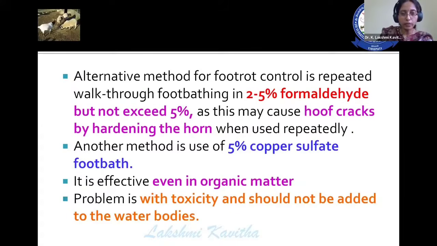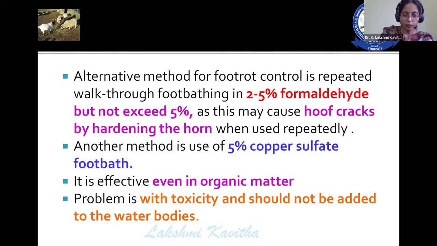Alternative foot bath is 2 to 5% formaldehyde, but do not exceed 5% because above 5% it leads to damage to the hoof, cracks or hardening of the hoof takes place. Another thing is that formaldehyde is generally not effective in organic compounds. So if the solution gets dirty with organic compounds, the effectiveness of the formaldehyde gets reduced.